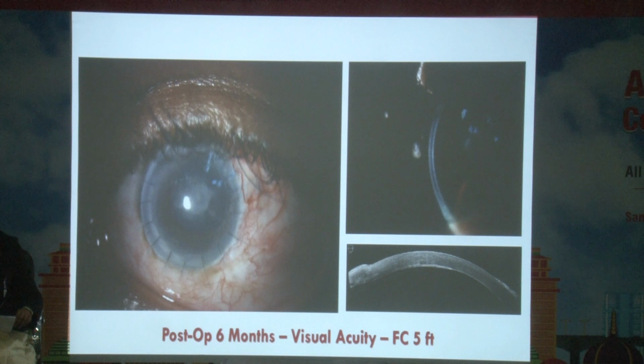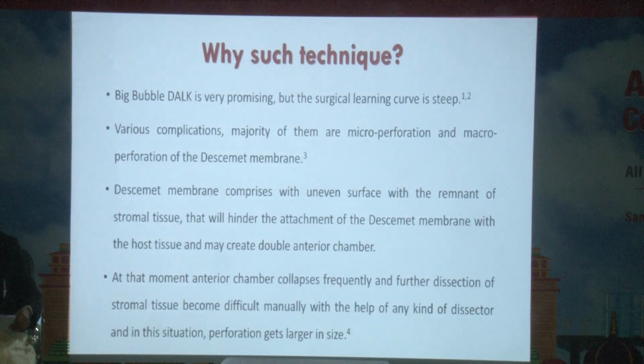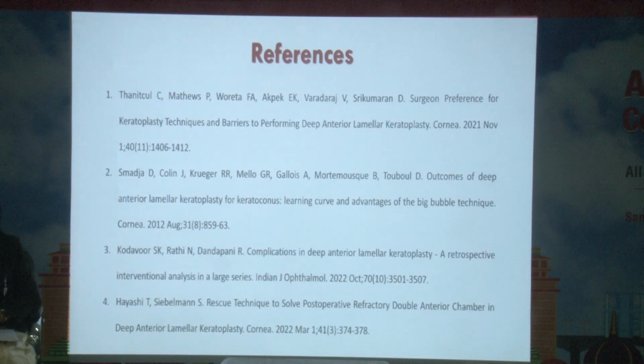Postoperative 6 months, vision improved from HMCF to FC 5 feet. Now the question arises, why such a technique? Because if perforation of Descemet membrane occurs, then the anterior chamber collapses, which makes further dissection difficult and increases the size of perforation. But the diamond bur clears the stroma from the pre-Descemet membrane without hampering the chamber dynamics, which results in a smooth pre-Descemet membrane, which leads to a better result without double anterior chamber.